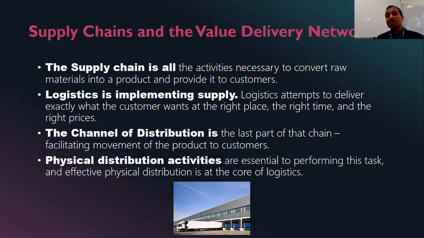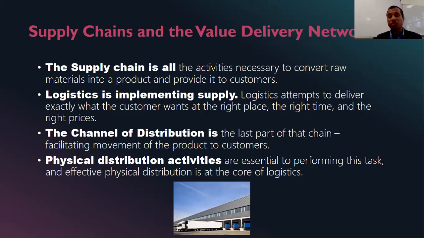What logistics does is in terms of transportation, placing the goods from one place to another place, like from supplier to the manufacturing unit, or from the manufacturing unit to the final place where the customer comes and buys your product. So the logistics attempts to deliver exactly what the customer wants at the right place, at the right time, and at the right price. All these three are important: right place, right time, and right price. That's why we will talk about the different channels of distribution in the coming slides.